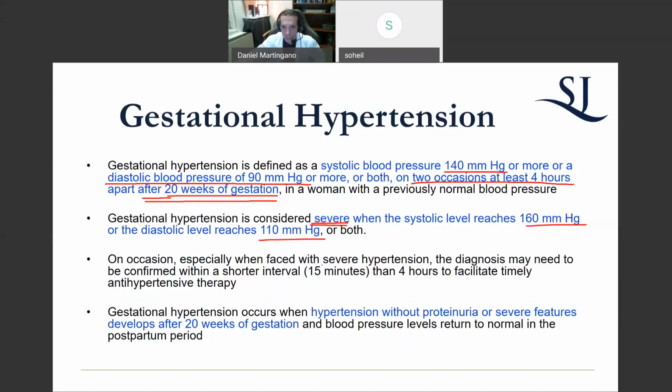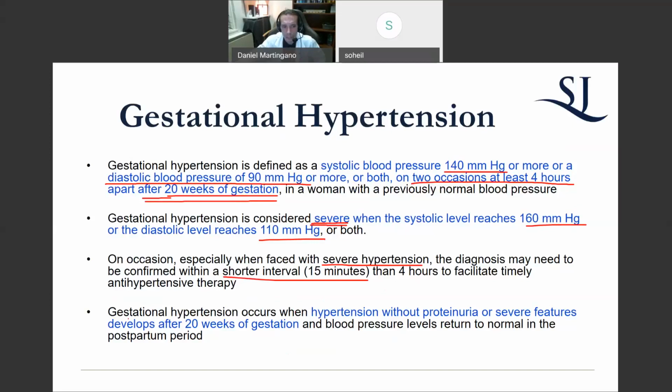With severe hypertension, you don't need 2 occasions 4 hours apart. It's really just an interval of 15 minutes. If you have a severe range blood pressure, you repeat it in 15 minutes. If it's still severe, you make the diagnosis of severe hypertension, and then you act in the way that I'll describe, okay?